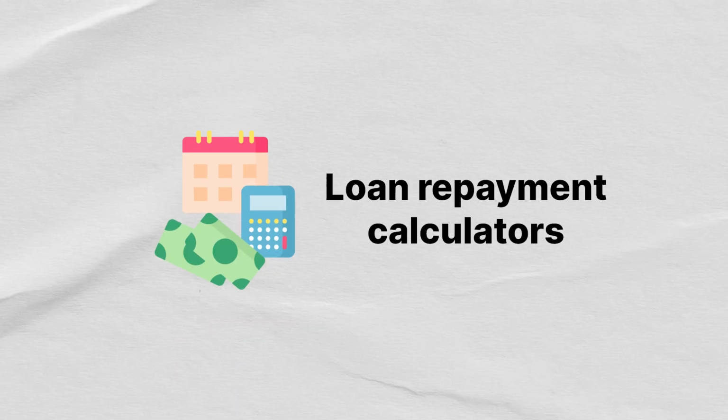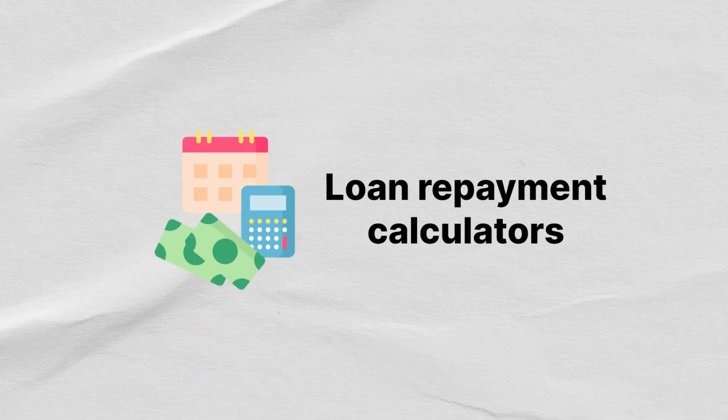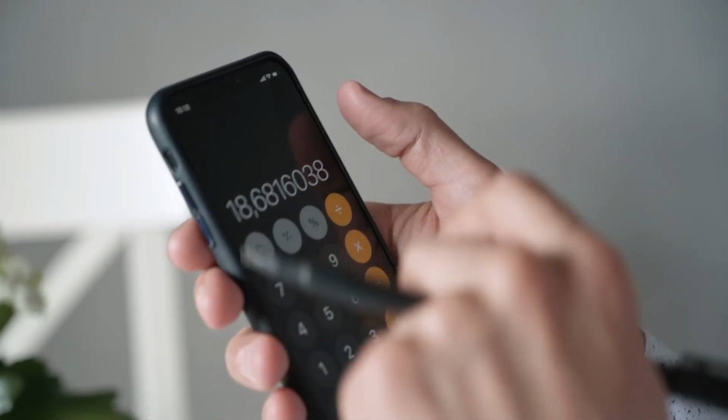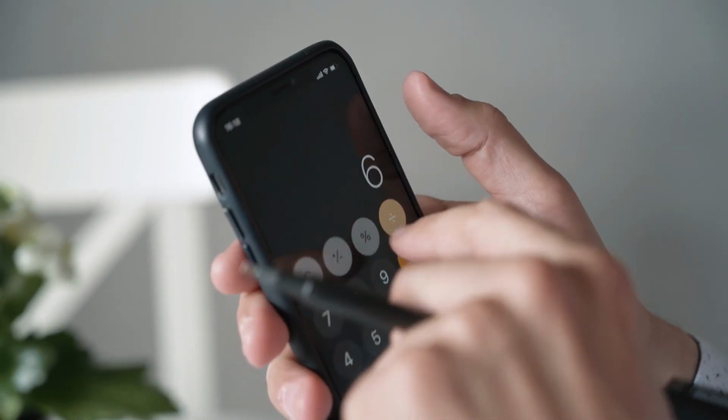Loan repayment calculators estimate repayments based on a few inputs: the loan amount, interest rate, loan term, and repayment type. The calculator assumes everything stays the same, which rarely happens in real life. Interest rates move, income changes, and people adjust their repayment strategies over time.